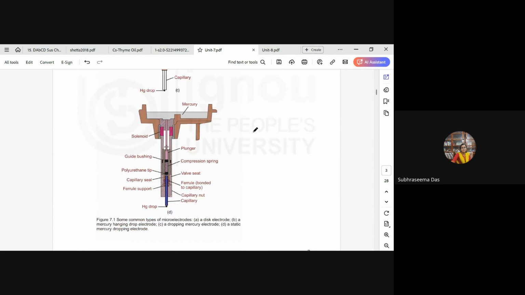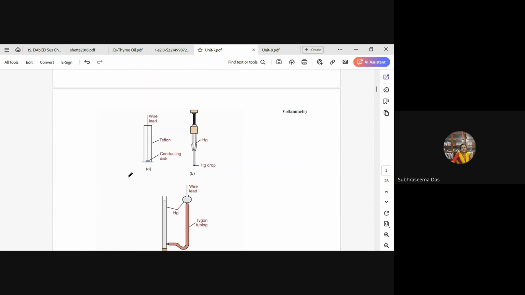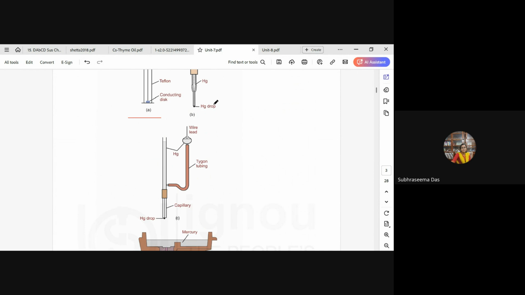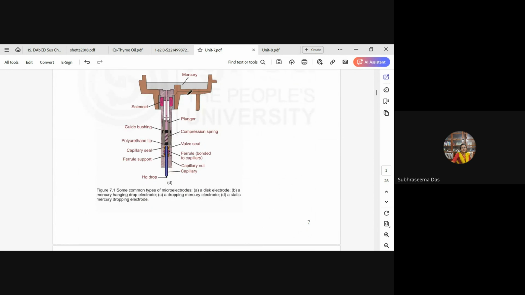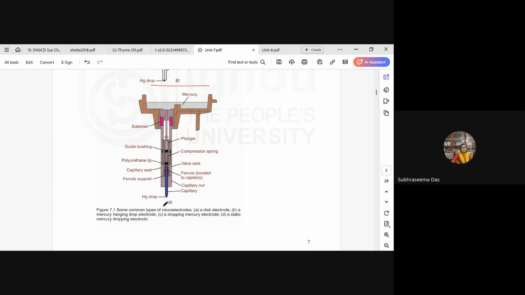Here in figure 7.1, some of the common microelectrodes used in voltammetry have been shown. In figure A, it is a disc electrode. In figure B, it is a mercury drop electrode. Figure C is a hanging mercury drop electrode, and figure D shows a static mercury dropping electrode. These are some of the working electrodes that are used in voltammetry.